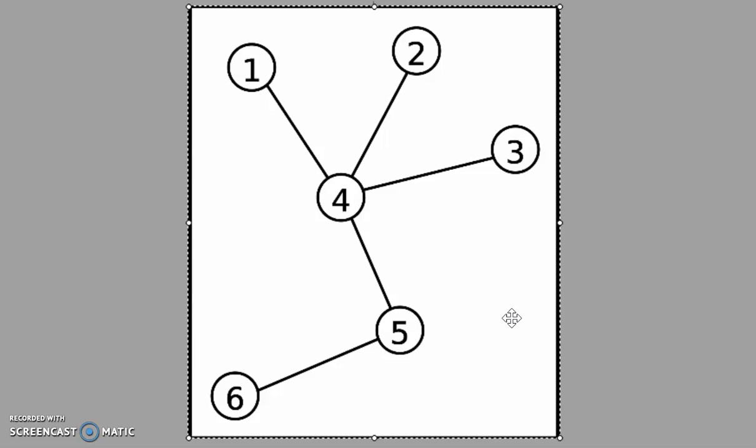Another way of defining a tree is to say that every edge on a tree is a bridge. A bridge is an edge that if you remove it from the graph will become disconnected. So if I were to take away this edge right here between 4 and 5, then this graph would become disconnected.